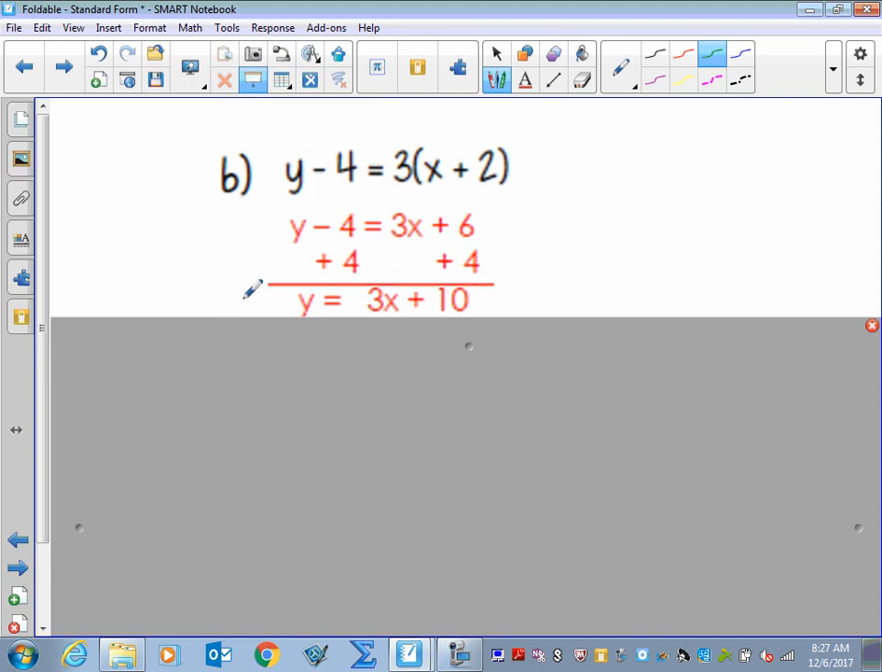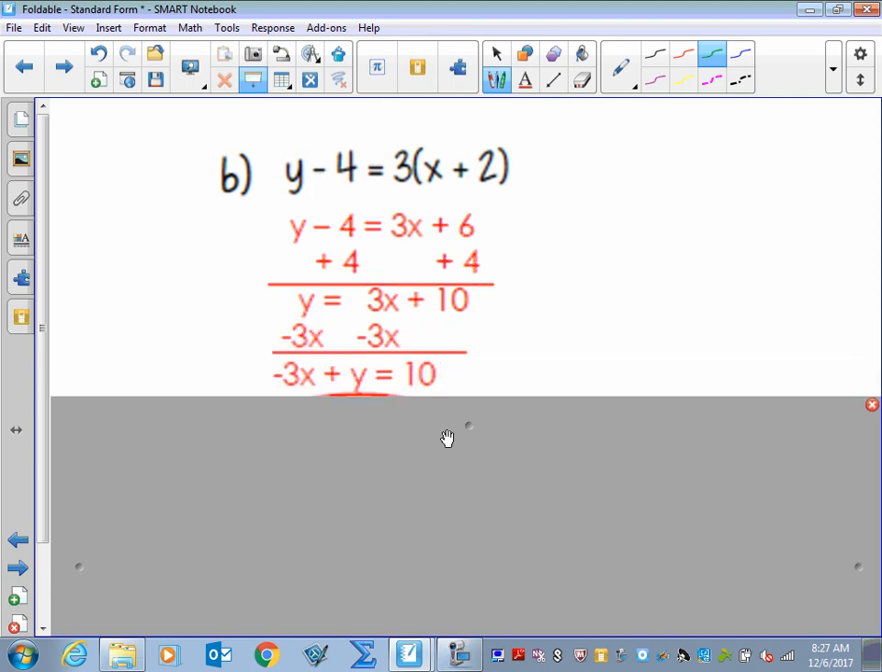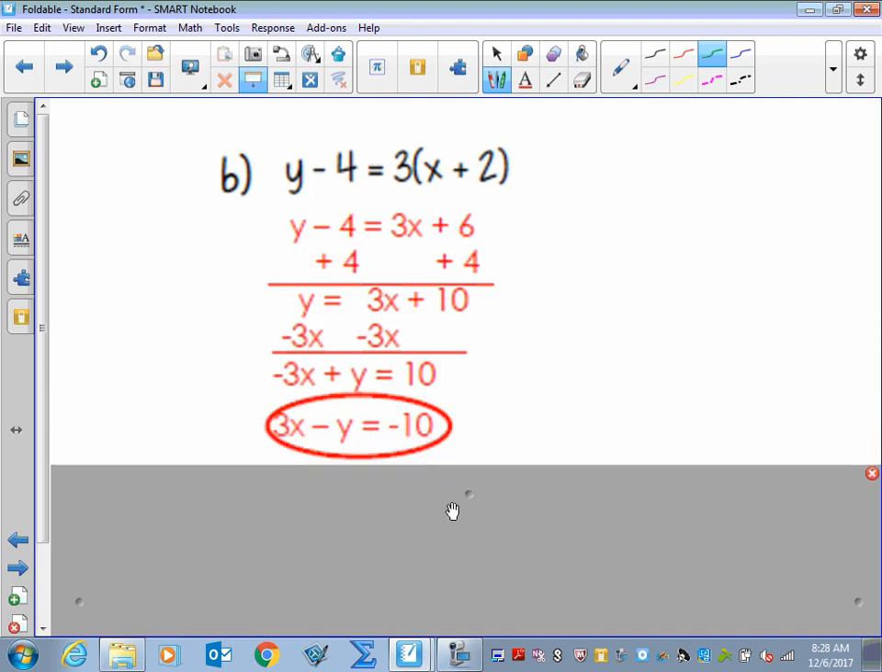Now I have to move the x term over, so I'm going to subtract that to the other side. And then I have -3x plus y equals 10. And of course, my first term cannot be negative, so I simply change the signs. You don't even have to show that step of dividing everything by -1 or multiplying everything by -1. Mathematically, we know what we did, so you don't really need to show that particular step. All right, any questions about example 2? Okay.